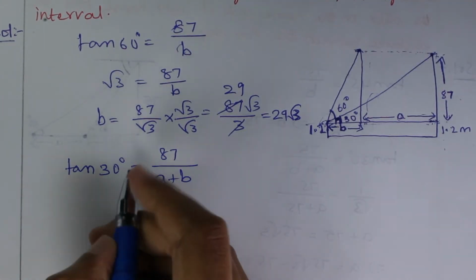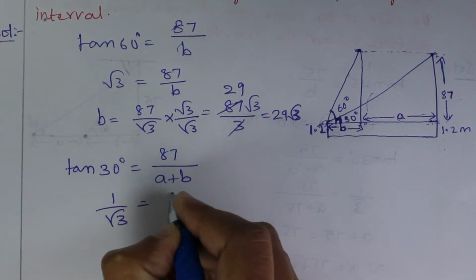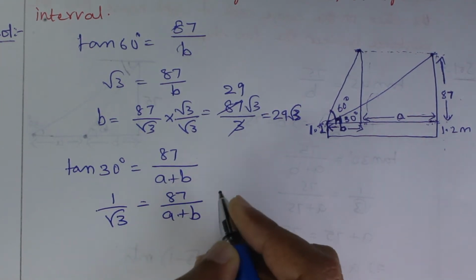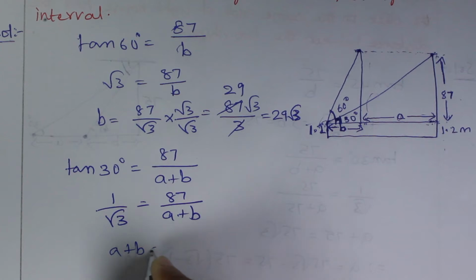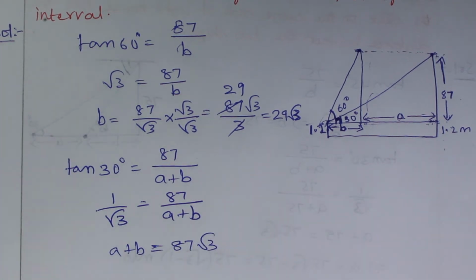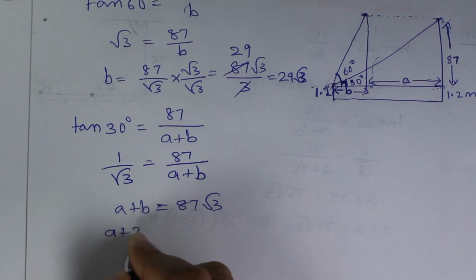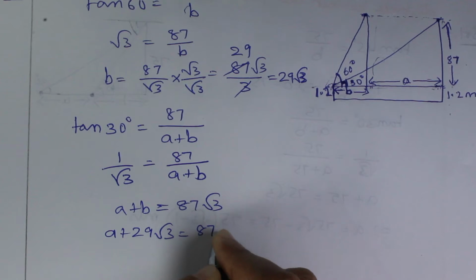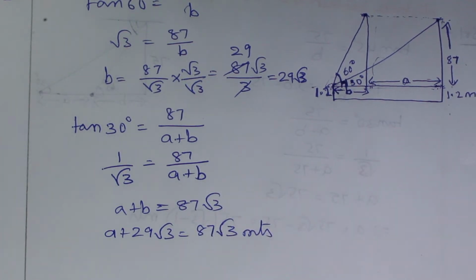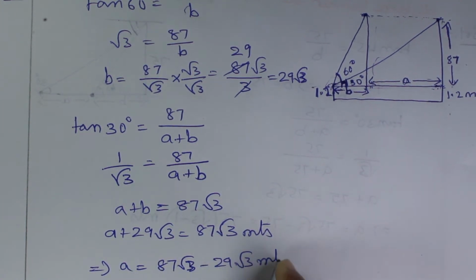What is the value of tan 30? 1 by root 3. 1 by root 3 is equal to 87 divided by A plus B. A plus B is equal to 87 root 3 meters. Now we know the value of B is 29 root 3. A plus 29 root 3 is equal to 87 root 3 meters. That implies A is equal to 87 root 3 minus 29 root 3 meters. That is equal to 58 root 3 meters.